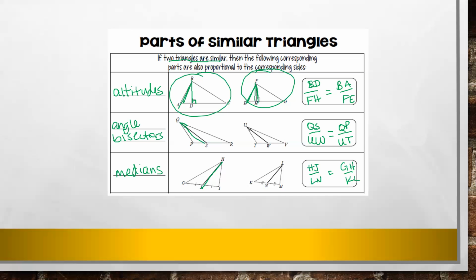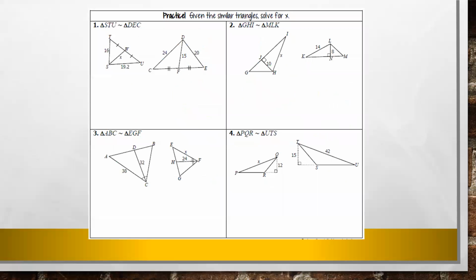So for example, in number 1, they're telling me the triangle STU is similar to triangle DEC. As soon as I know that those triangles are similar, I know that all of their sides are corresponding. And with that new theorem that we just learned, that means that their medians are proportional, their altitudes are proportional, and their angle bisectors are proportional. In number 1, I'm looking at medians because I have a line going from a vertex to the midpoint of the other side. So these are medians. Not that that really matters.